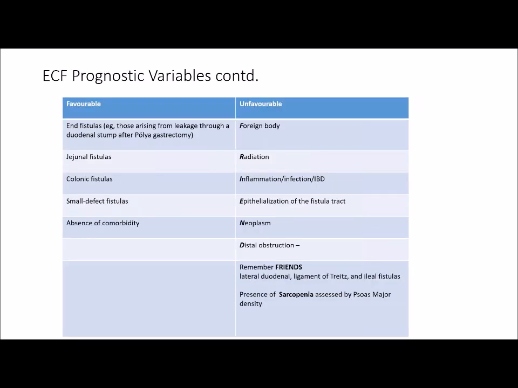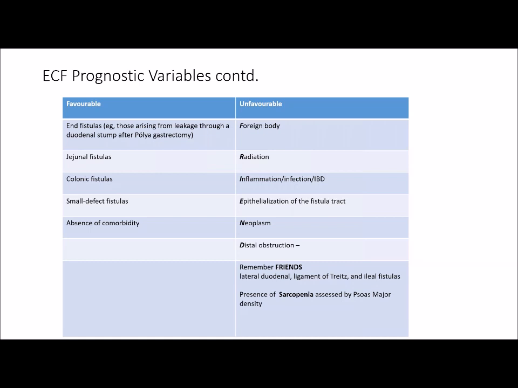Some other unfavorable, basically end fistulas. These are favorable points: those arising from leakage through a duodenal stump after gastrectomy. And these stumps usually do heal. You give this patient adequate nutritional support and you feed this patient adequately, they would spontaneously resolve. Jejunal fistulas, colonic fistulas, small defect fistulas, absent comorbidity, we already talked about that.